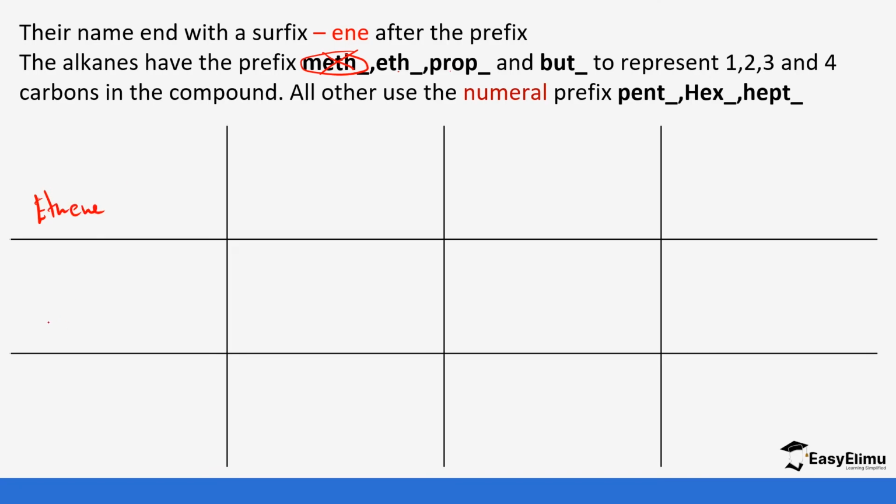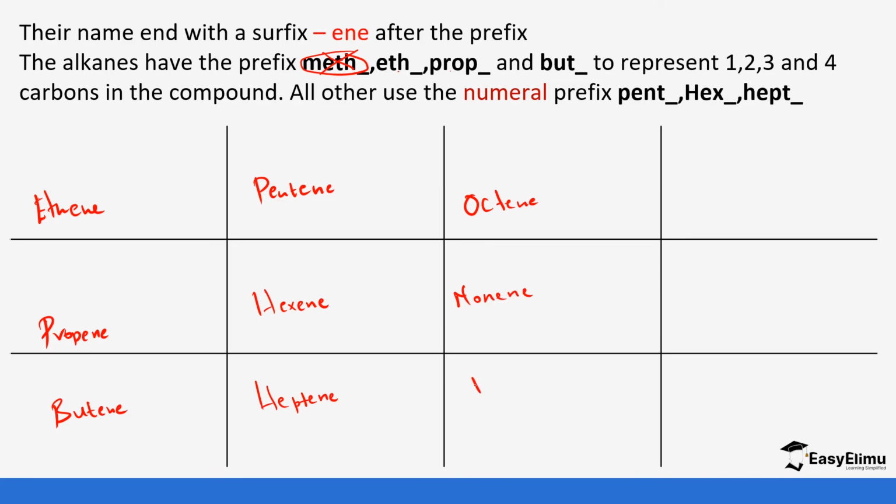And then you have propene. And then you have butene. And then you have pentene. And then hexene, heptene for number 7, octene, nonene, and then we have decene.